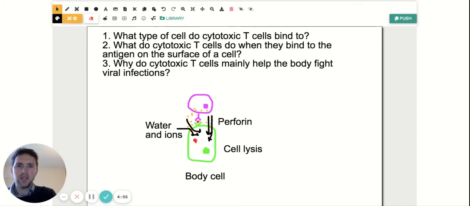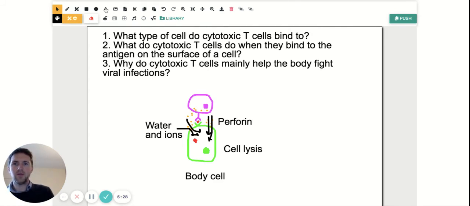Why do cytotoxic T cells mainly help fight viral infections? Well, you should have answered that viruses need to infect cells in order to replicate. They cannot replicate outside of cells, so they need cells. So if cytotoxic T cells destroy the cells, viruses have nowhere to replicate. And if they have nowhere to replicate, they can't cause disease. So that is the answer to 3. Okay, so that's cytotoxic T cells.